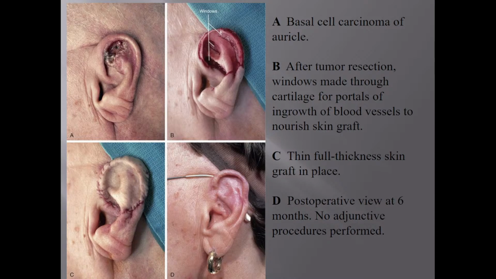And the same basal cell carcinoma of the auricle of the ear, and after resection, this patient needed full thickness skin grafting, and you can see the results on photo D, postoperative view.